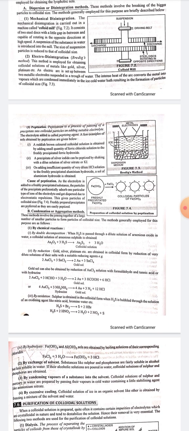Number 3. Peptization. Peptization is the process of converting a precipitate into colloidal particles on adding a suitable electrolyte. The electrolyte added is called the peptizing agent. A few examples of peptization are given below.